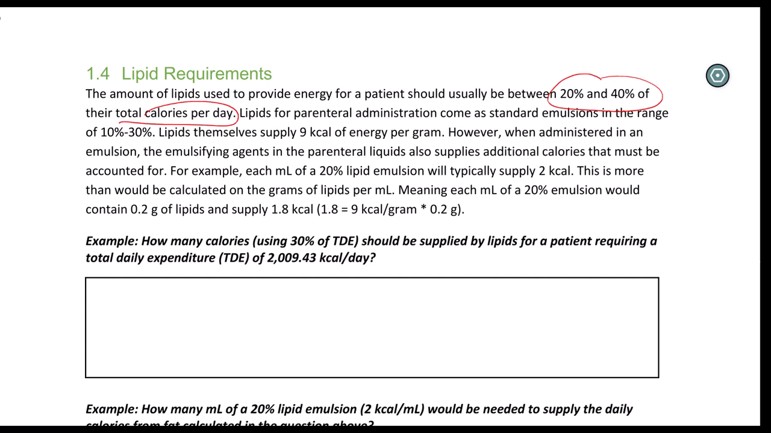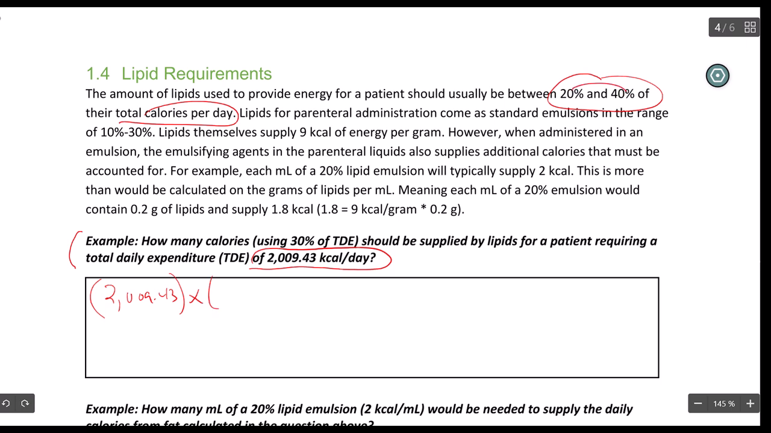So in this example down here, it says, if the total daily expenditure of a patient is 2,009.433 calories per day, how many calories should be from lipids? So you take this number, 2,009.43, and you multiply it by 20 to 40%. Well, I'm telling you in this question, use 30.